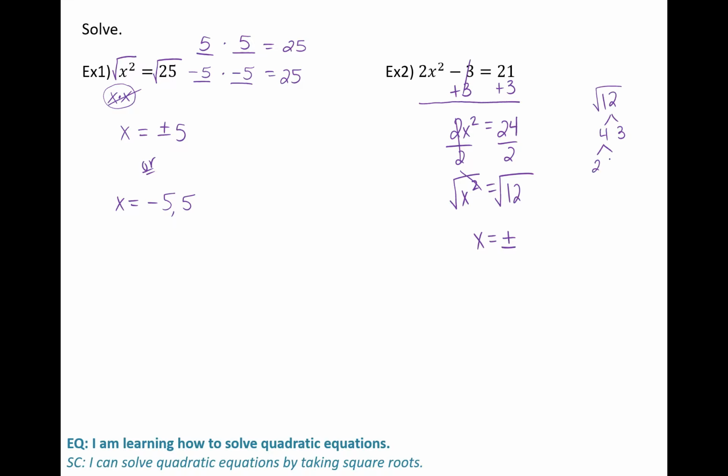4 breaks down into 2 and 2. The 2's don't break down. The 3 doesn't break down. I'm looking for 2 of a kind. I have a pair right here, pair of 2's. So a 2 gets out, and then we have that 3 left over in the root. So our answer would be plus or minus 2 times the square root of 3.